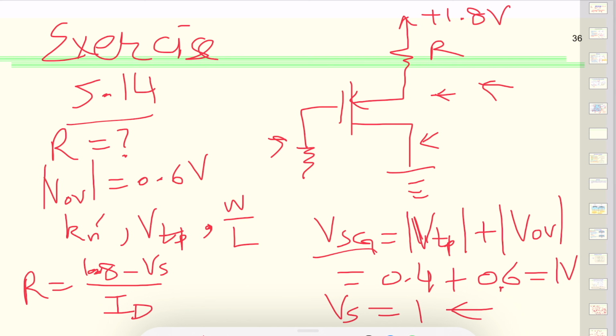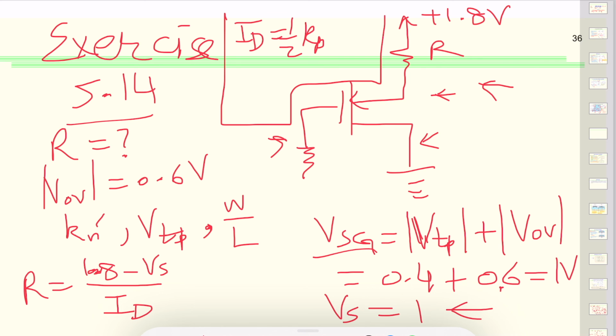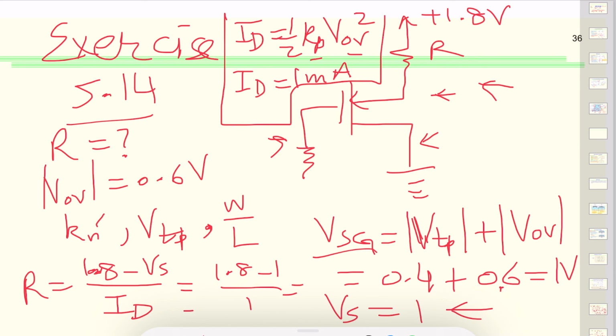So in this case, we use the saturation relationship, which is ID equals half Kp VOV squared. So we find the drain current from this. This is given, this is known. So ID is 1 milliamp, and we plug in the values here. We get 1.8 minus 1 divided by 1, which is 0.8 kilo ohms, 800 ohms. So this is how we would find the resistance for this circuit.